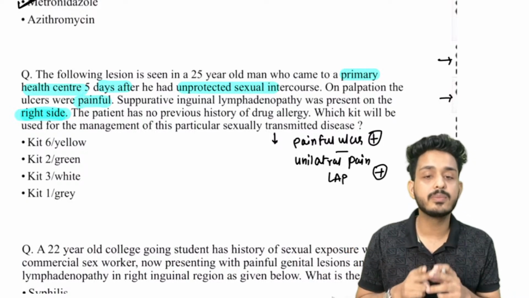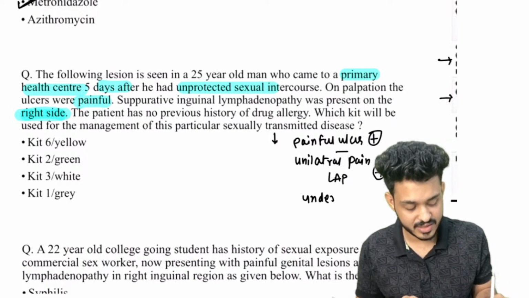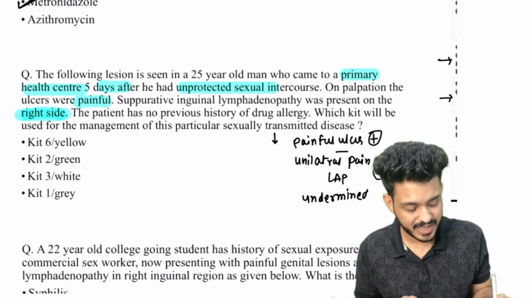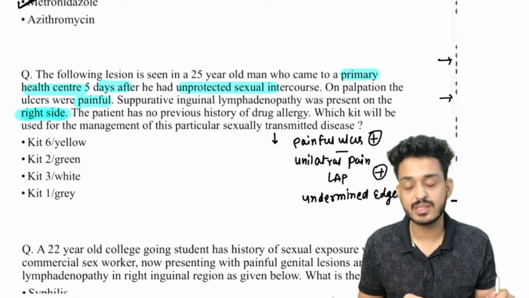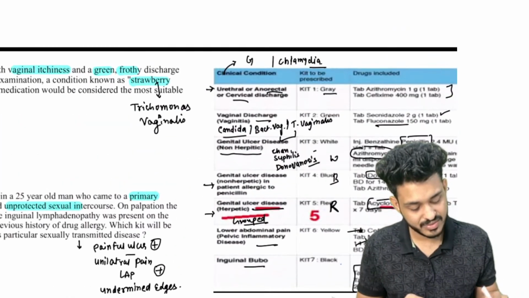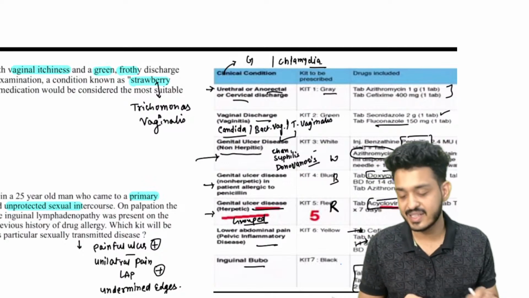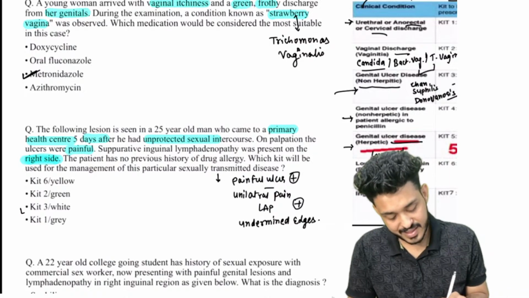Chancroid is due to Haemophilus ducreyi, right? You will be having undermined edges and multiple painful ulcers, as we have discussed. So for chancroid, what is the kit that you will be using? Look here, guys, what we have seen. Kit number 3, that is the white kit.